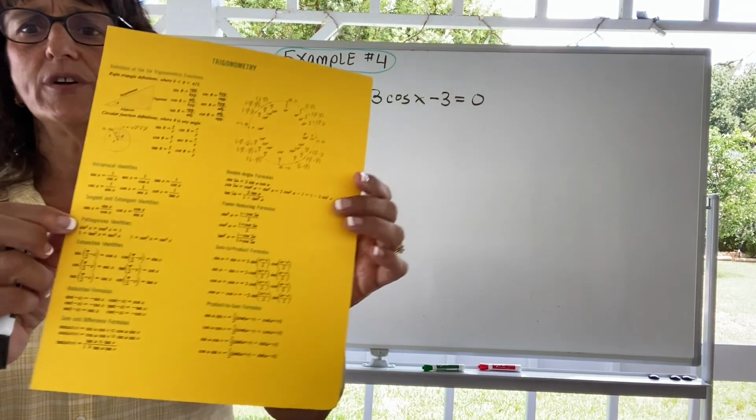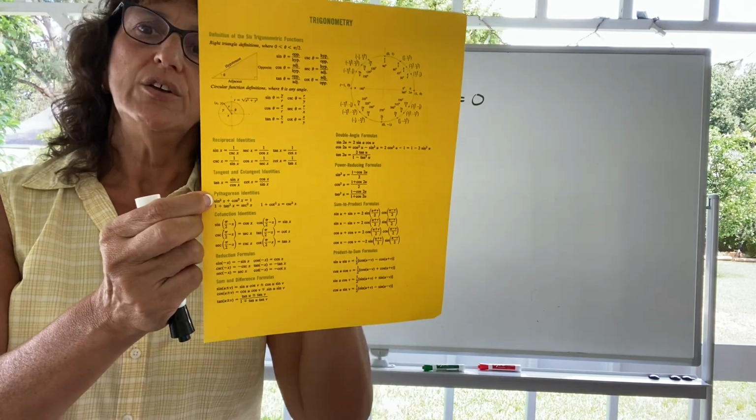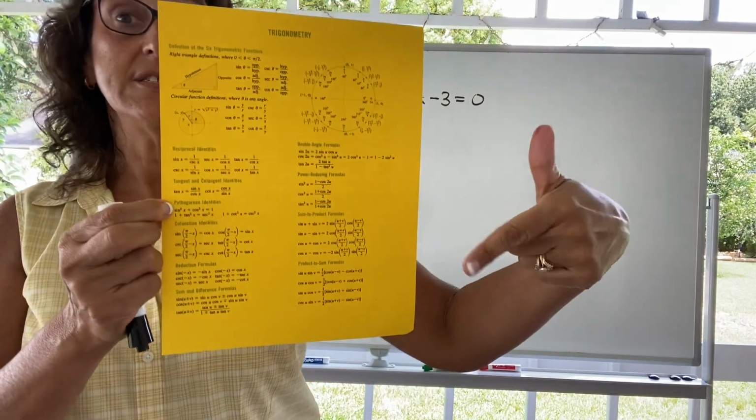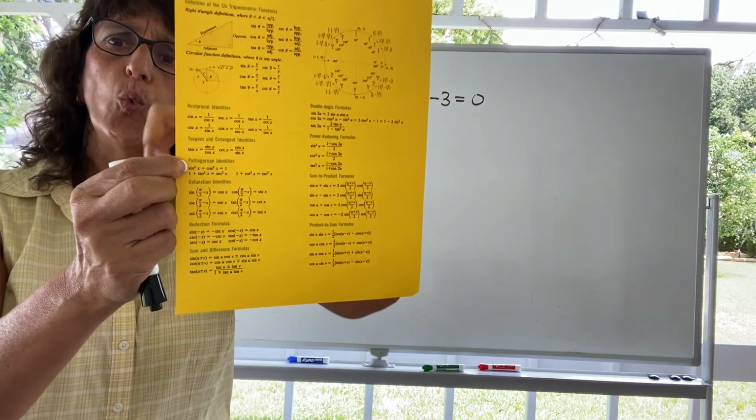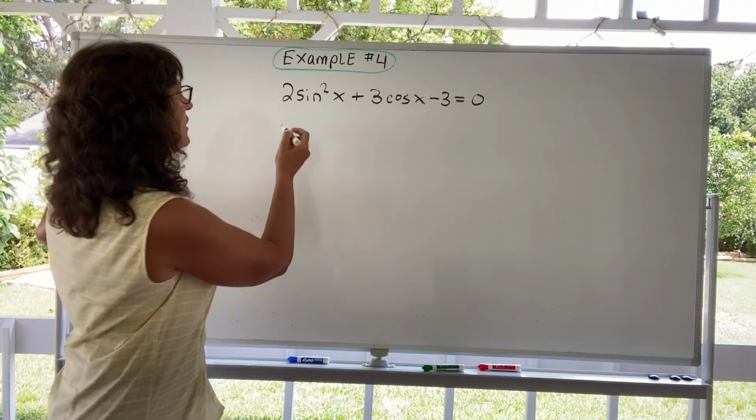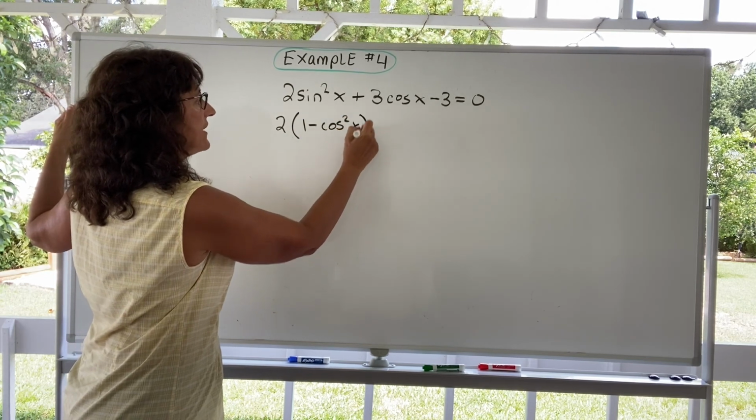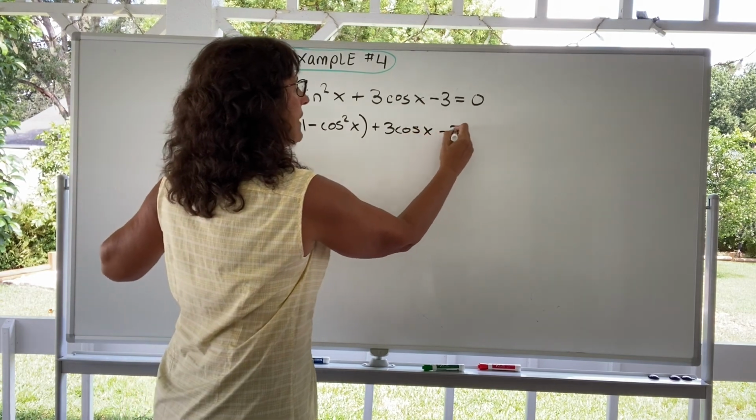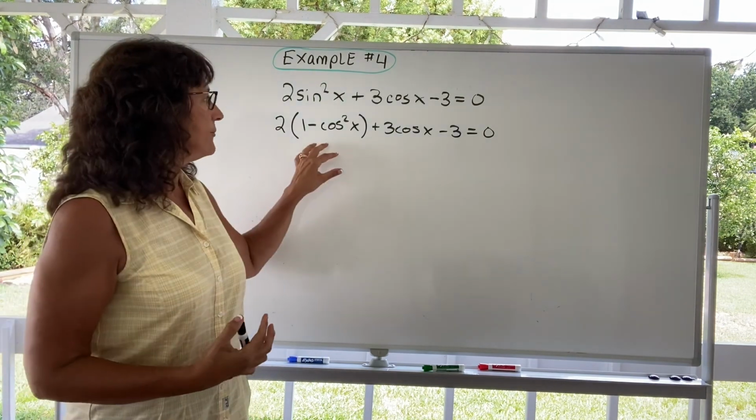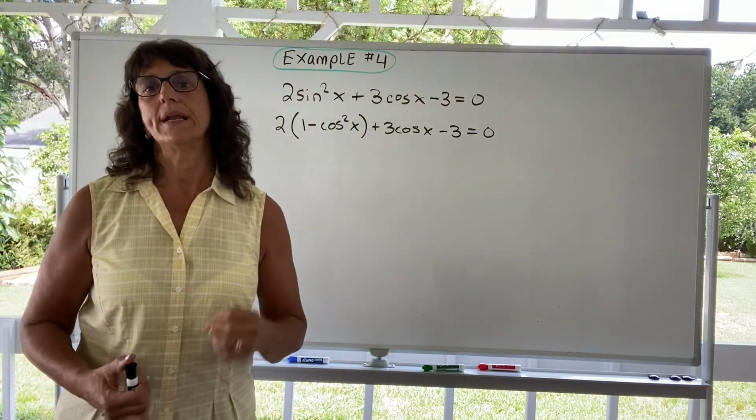So here's a trig formula sheet. Under Pythagorean identities, sine squared x plus cosine squared x equals 1. So we're going to utilize that identity and isolate the sine squared. If you isolate the sine squared, you can substitute in for sine squared 1 minus cosine squared. So we're going to make that substitution using your Pythagorean identity right here. So you have 2 times, instead of sine squared, 1 minus cosine squared x, plus 3 cosine x, and then minus 3. The first thing we want is the same trig function, don't we? So utilize the Pythagorean identity, rewrite sine squared x as 1 minus cosine squared x.